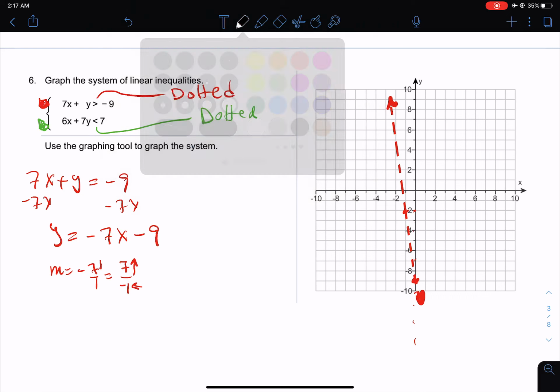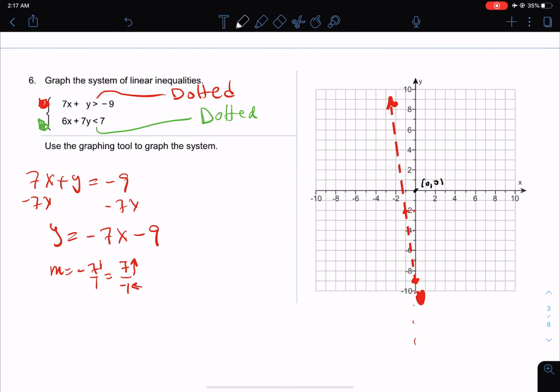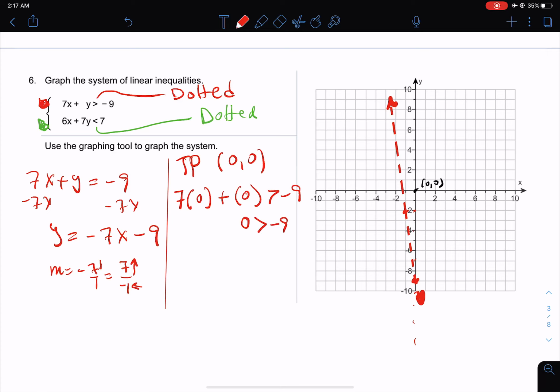So I think what I want to do is say, I'm going to use 0, 0 as a test point. So let me come down here, and I'm going to use, of course, my original equation. I do want to be clean with this. Okay, this is called a test point, and I'm going to use 0, 0. I'm going to use the inequality 7 times x plus y is greater than negative 9. I'm going to use 0 for x and 0 for y, which gives me 0 is greater than negative 9, and we know that that's true. So our test point 0, 0 right here was true. That means we must shade on that side. And like I said, don't go crazy with the shading because we're looking for a double shaded region, and that can get very, very messy.